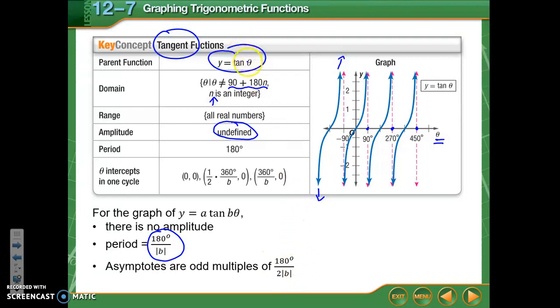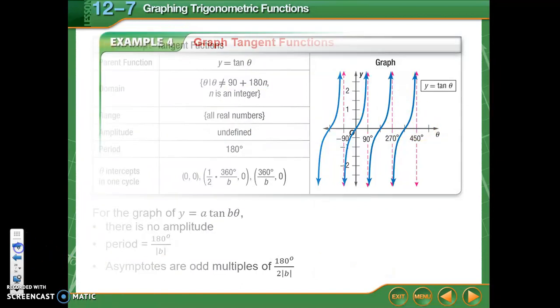So in this case, my b is 1, right? So 180 degrees over 2 times 1 is 90 degrees. That's where my asymptote starts, at 90 degrees. And in both directions forever, it's odd multiples of 90 degrees. So 90 degrees times 1, 90 degrees times 3 gives me 270. 90 degrees times 5 gives me 450, and so on.